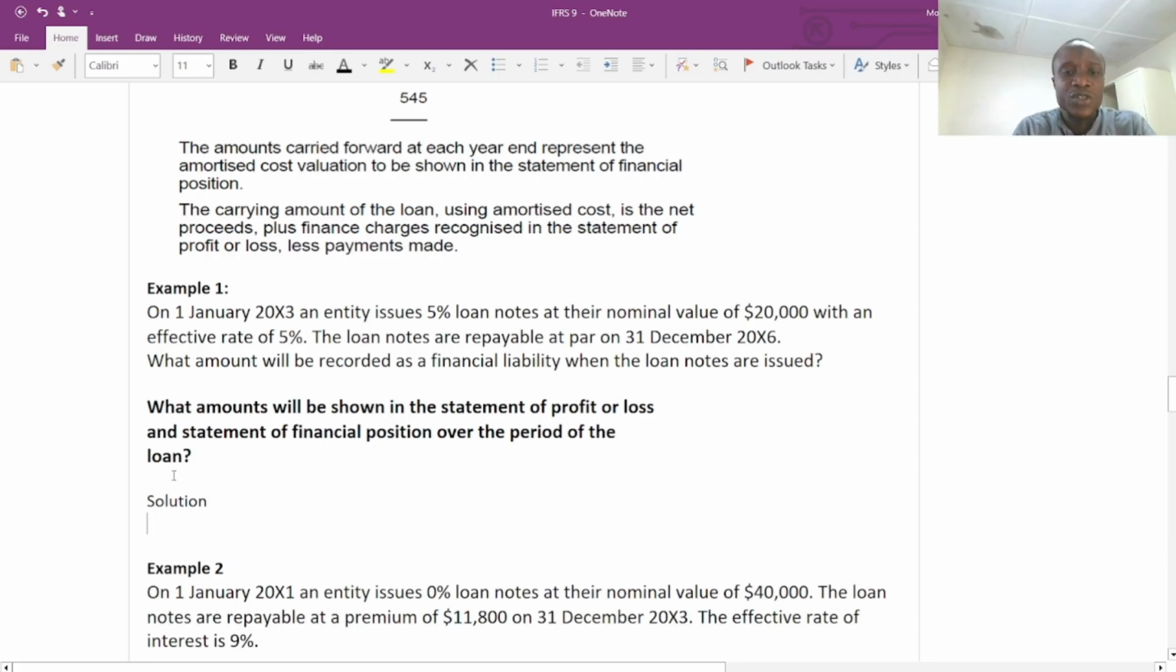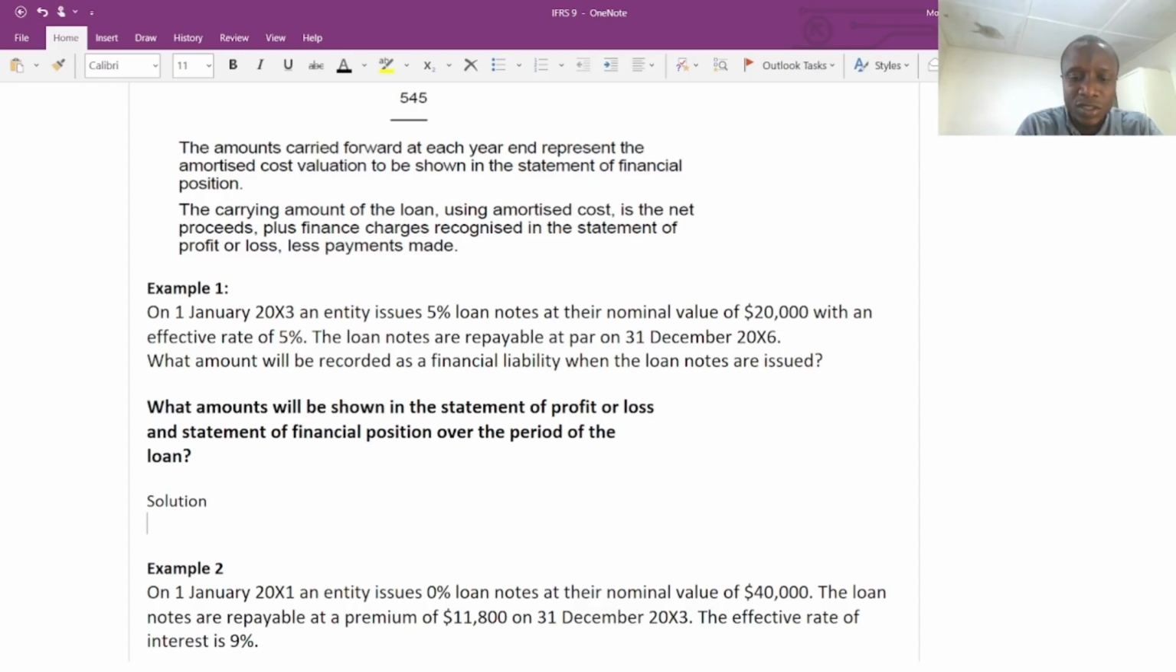What amount will be shown in the statement of profit or loss and the statement of financial position over the period of the loan? In the statement of profit or loss, we are going to look at the finance cost, and in the statement of financial position, we are going to look at the closing liability using the amortized cost model, right? So now it's very simple. Let's try to determine our value.